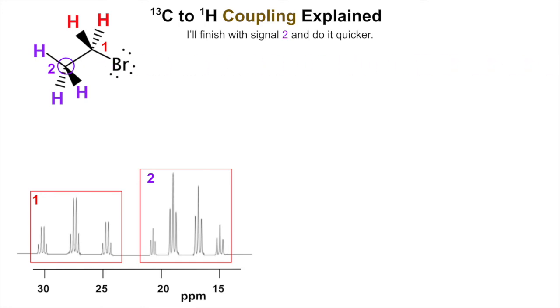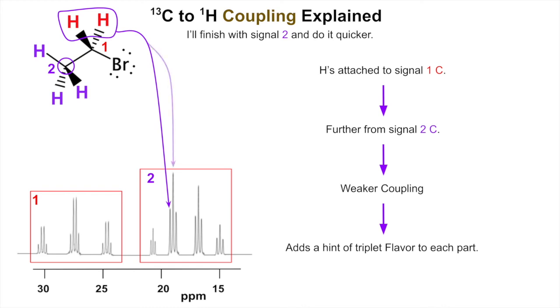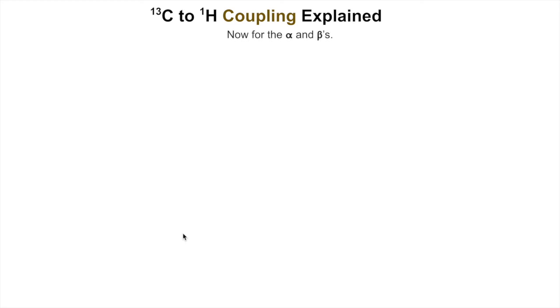And then signal 2 also has hydrogens that affect it that are attached to the other carbon further away. So those further away carbons for signal 2's carbon give you weaker coupling because they're further away. And that adds like a triplet flavor to each part. So see how we got a triplet on each of these. The larger coupled things are each split into triplets. So that's why we get the quartet of triplets. Pretty nice, right? So let's do the alphas and betas.